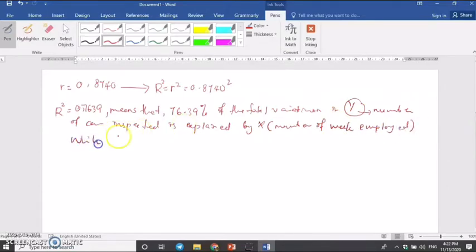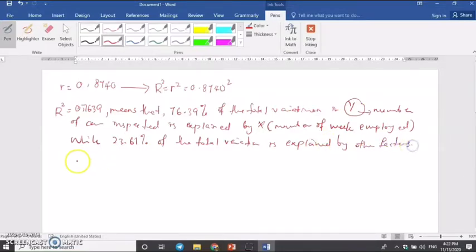while 23.61% of the total variation is explained by other factors. Okay, so in terms of this nilai, value of this one, actually you need to buat some other 100% minus 76.